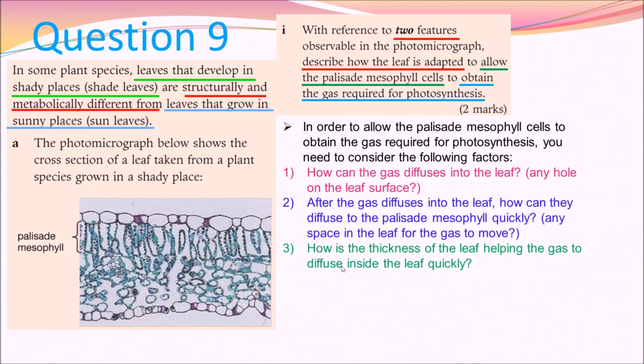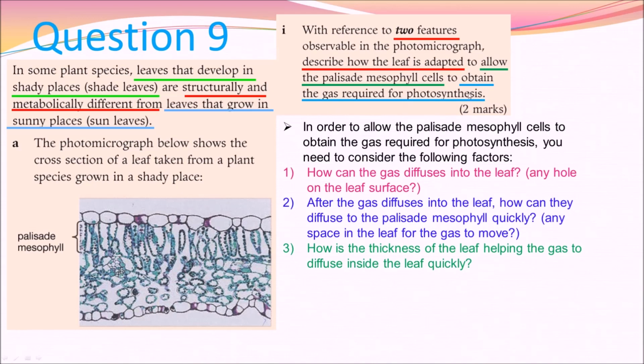For the photomicrograph, you can see that it's the cross section of a leaf growing in a shady place. So it should be the shade leaves. The basic structure is given already, especially the palisade mesophyll cells, because it's related to the question. With reference to 2 features observed in this photomicrograph, describe how the leaf is adapted to allow the palisade mesophyll cells to obtain the gas required for photosynthesis.